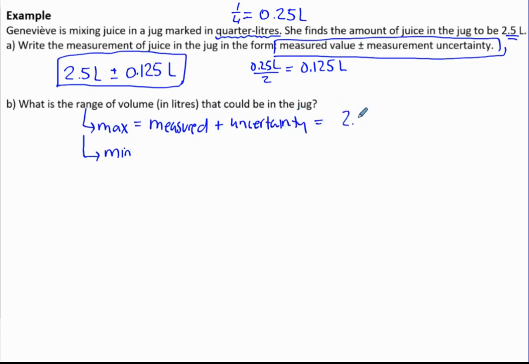Okay, so in this case, I have 2.5 liters, and it could be 0.125 liters more. So my maximum amount that is probably in this jug is 2.625 liters. And to find the minimum, I do the opposite. So I have my 2.5 liters, but it could be 0.125 liters less. Okay, so I take my measured amount and I subtract my uncertainty.